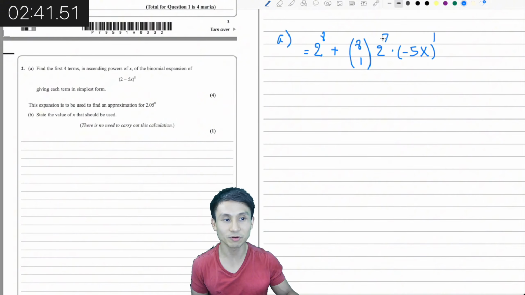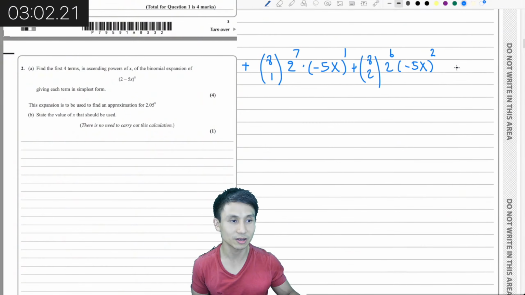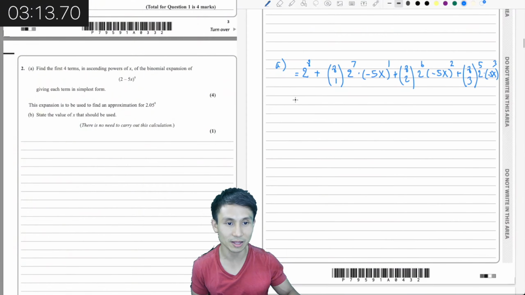So the sum of the powers here must always add up to 8 for any term, right? And then the next term goes like 8, 2, yeah? And then 2 to the power of, 1 less than before, 6. And then this is minus 5x to the power of 2. Okay, and then the ascending power of x, that's fine. And then the last term would be 8, 3, 2 to the 5, and then minus 5x to the power of 3. And then we simplify that.